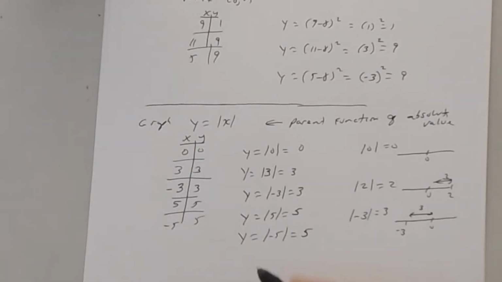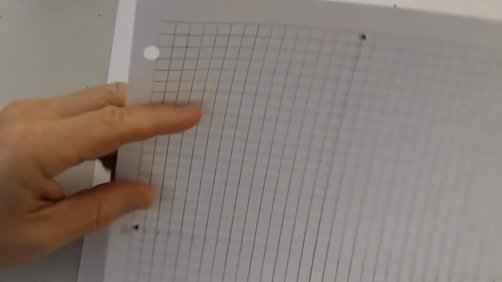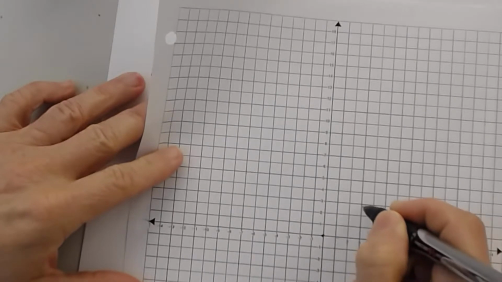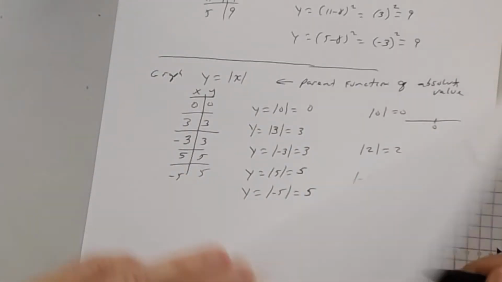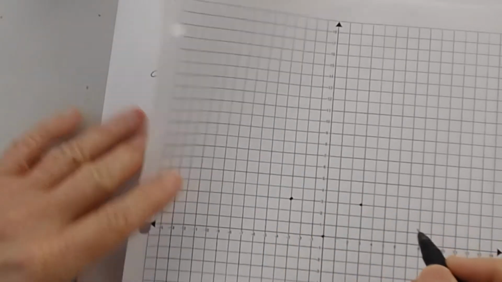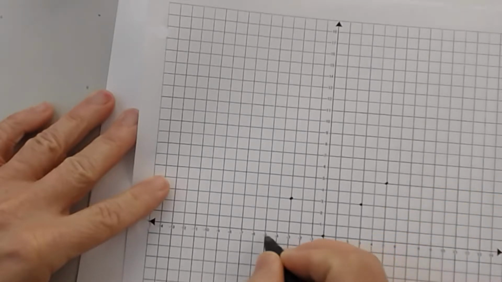All right, so that's what the values look like. Now, some grid paper for you. You need grid paper. Then you just plot those points. So 0, 0, 3, 3, negative 3, 3, 5, 5, and negative 5, 5.